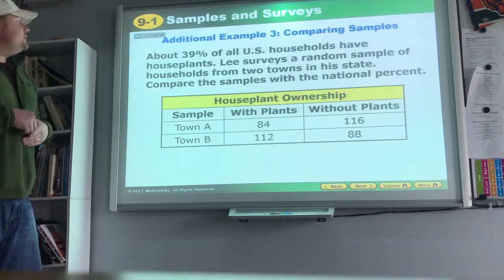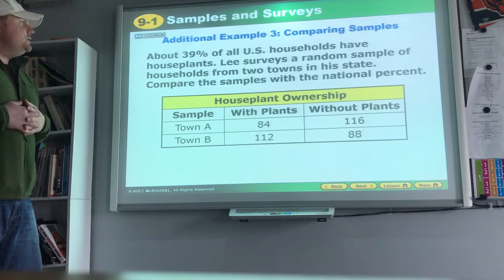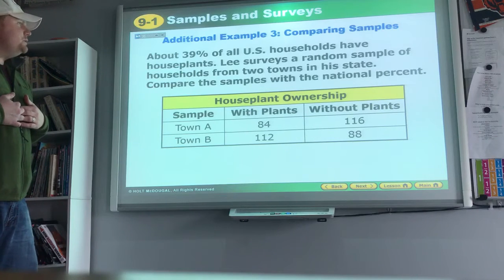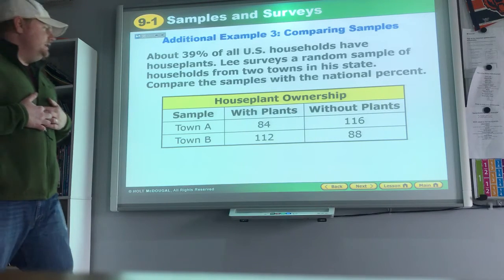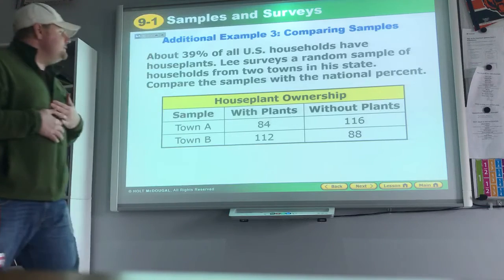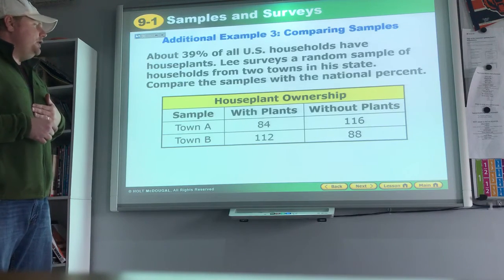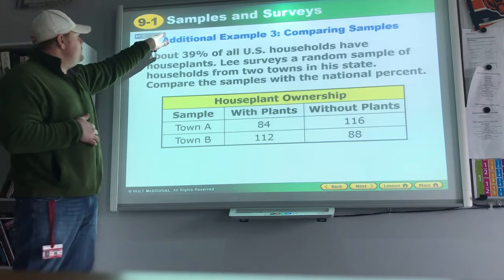39% of all U.S. households have house plants. Lee surveys a random sample of households from 2 towns in a state. Compare the samples with the national percent. Town A, 84 out of 116. Town B, 112, 88 without plants. So now we've got to crunch the numbers and do the math.